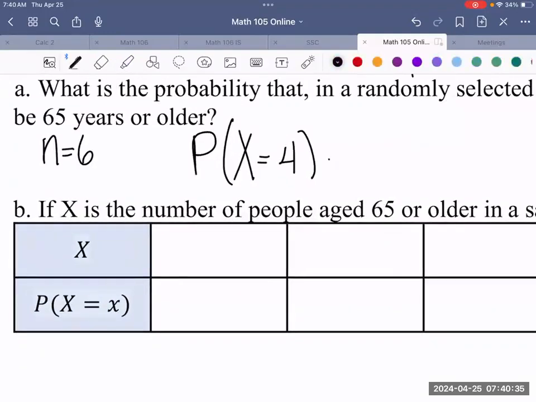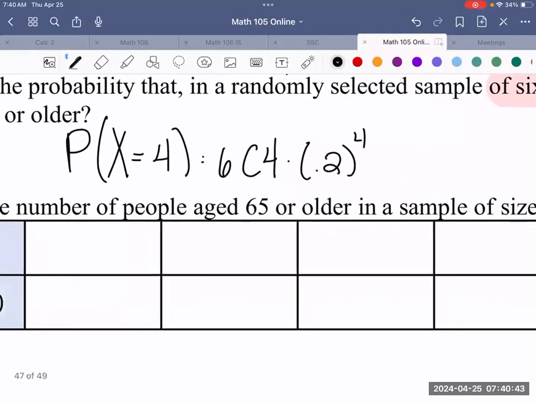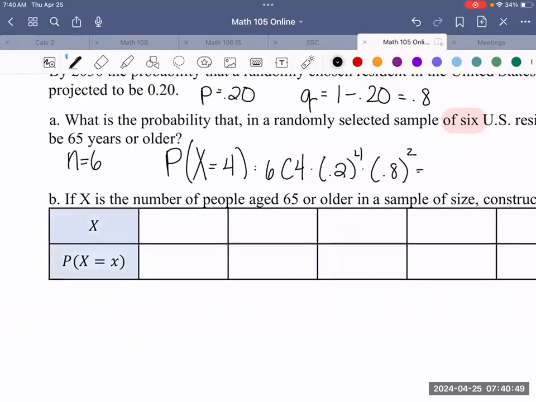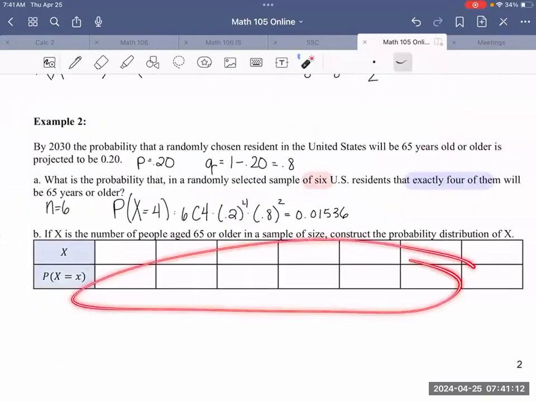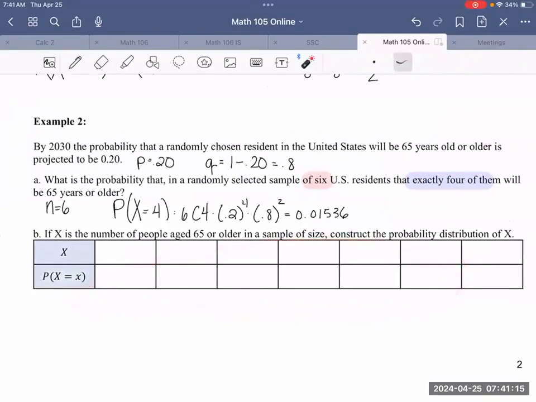So we're starting off with 6 choose 4, times 0.2 to the fourth, times 0.8 squared. That should give us, let's see, I can't read my handwriting, I've got to zoom in, 0.01536. Round to what you believe is best. I started off with 3 and then I had to go up all the way to 6 decimal places on our distribution table. So let's try it again now with that distribution table.